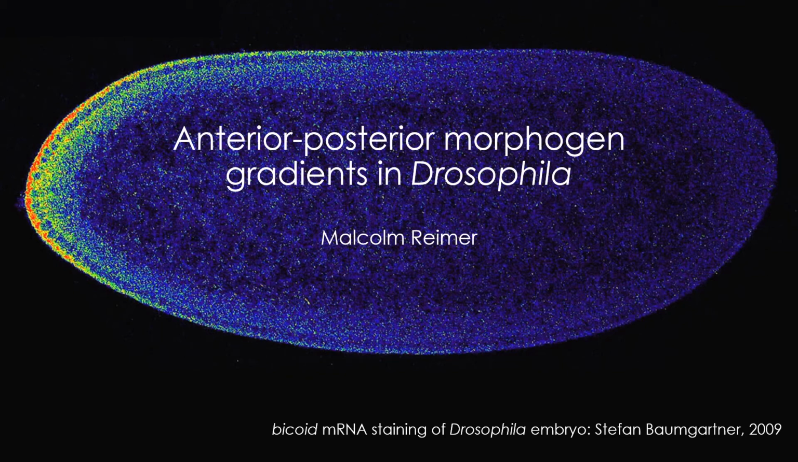Okay, hello everyone. Welcome to this presentation on the anterior-posterior morphogen gradients in Drosophila. So hopefully this image gives you a little bit of a hint about what that means. You can already see a bit of a gradient of some kind there on the left side of the picture. So later on, we'll see exactly what this image is revealing.